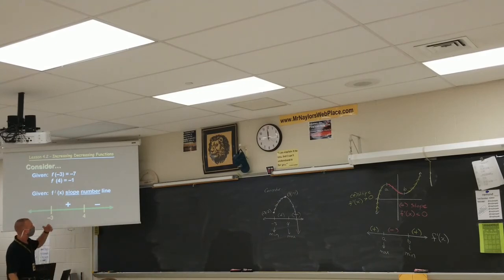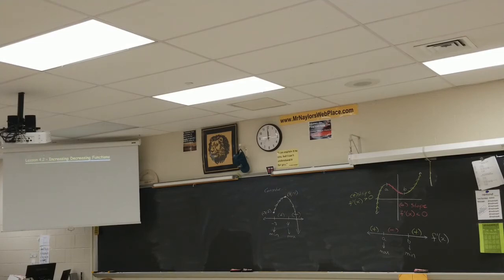Okay, and this number line basically organizes that. Now what we're going to do is we're going to have an equation like usual, and we're going to use the derivative as we've done, but we're going to put all this stuff on a number line. And let me show you how we can do that.